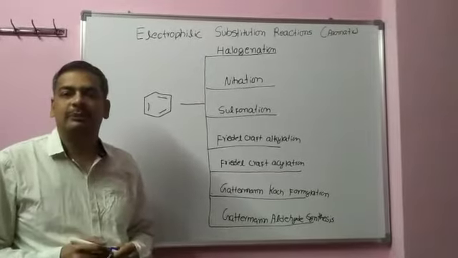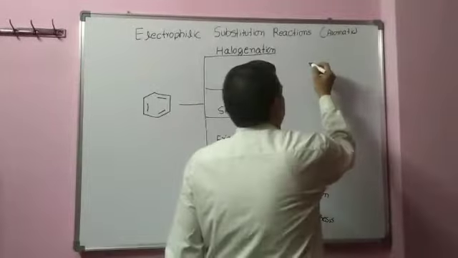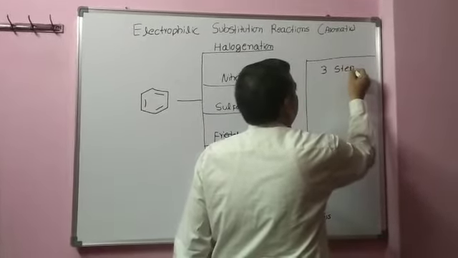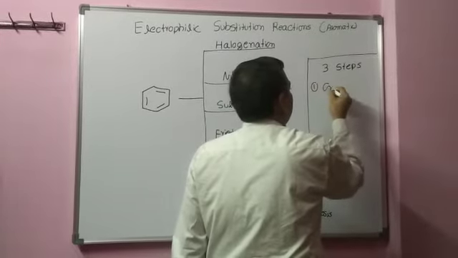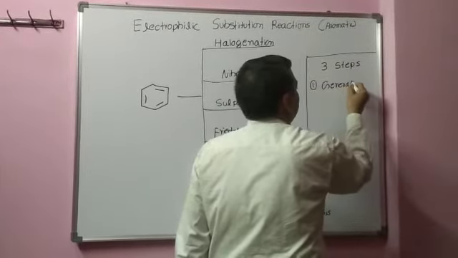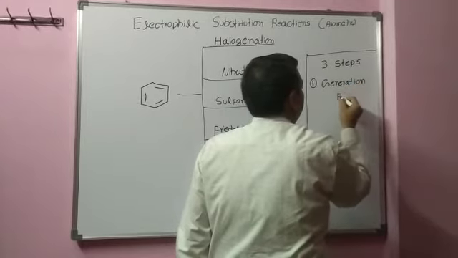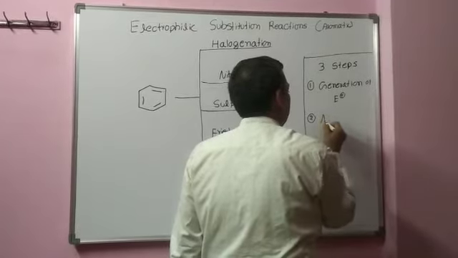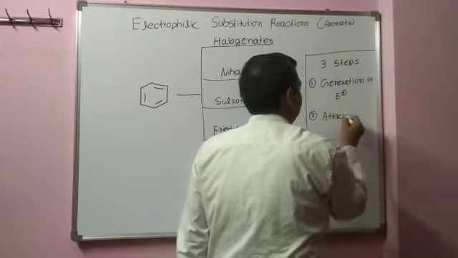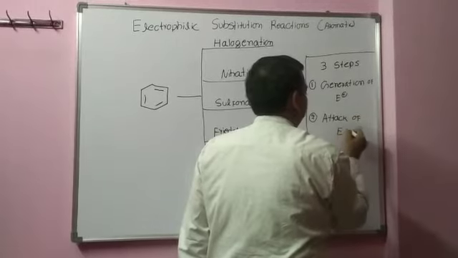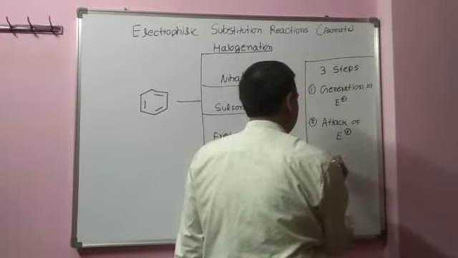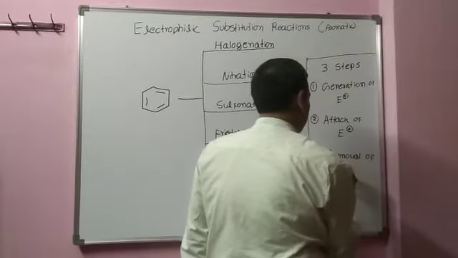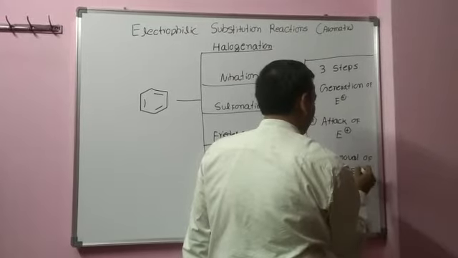Any electrophilic substitution reaction involves three steps. The first step is generation of electrophile. The second step is attack of electrophile. The third step is removal of old electrophile.